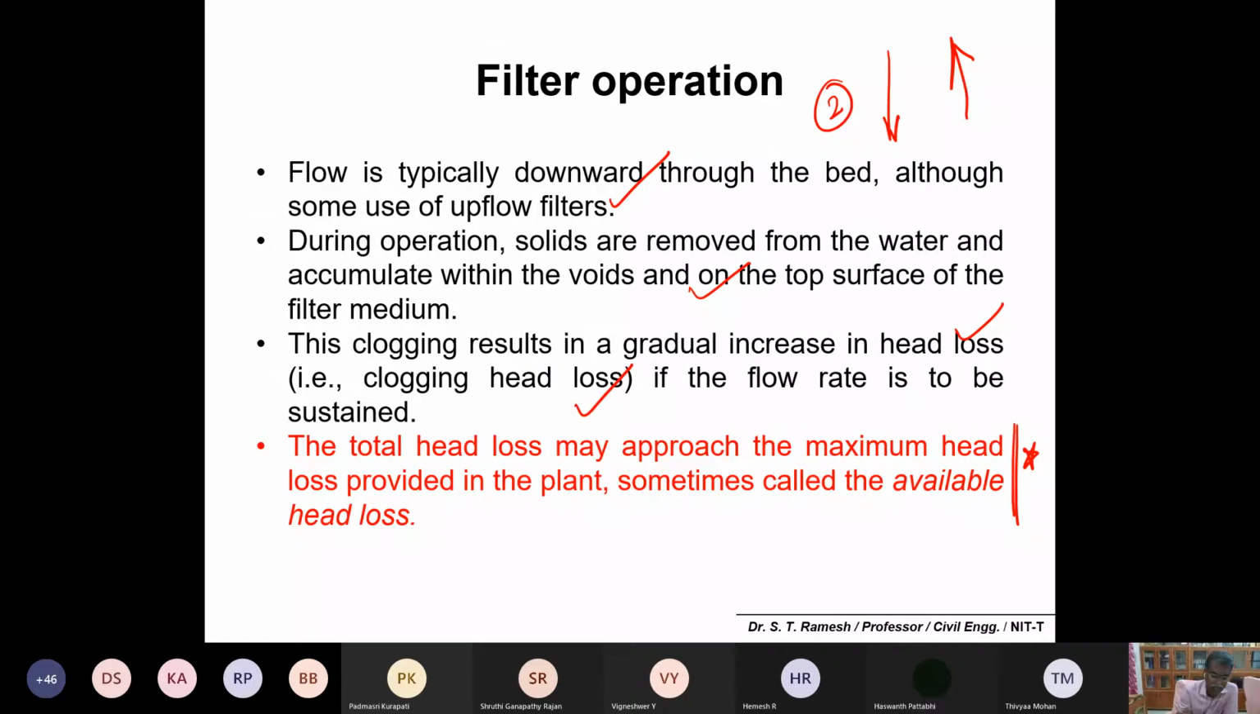The total head loss may approach a maximum head loss provided in the plant, sometimes called the available head loss. Please make a note. You can allow the filter to go up to the maximum allowable or available head loss, and after that you have to backwash the filter.